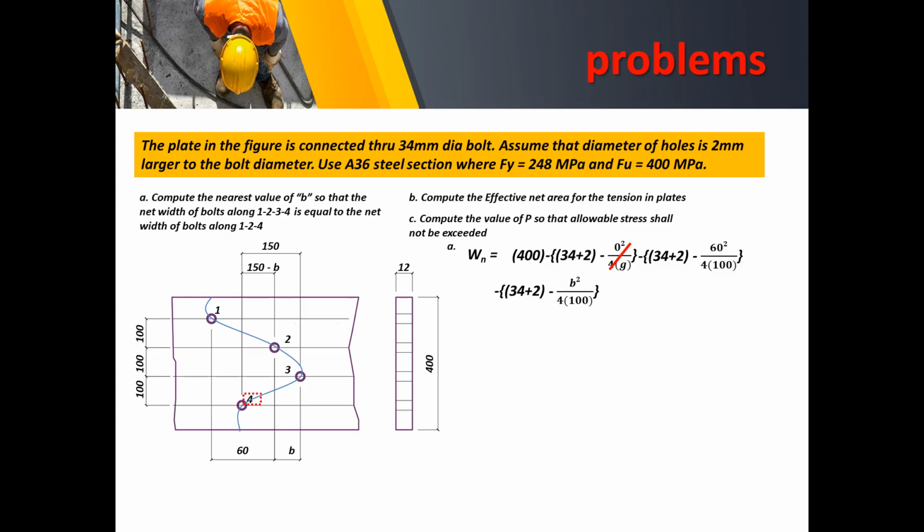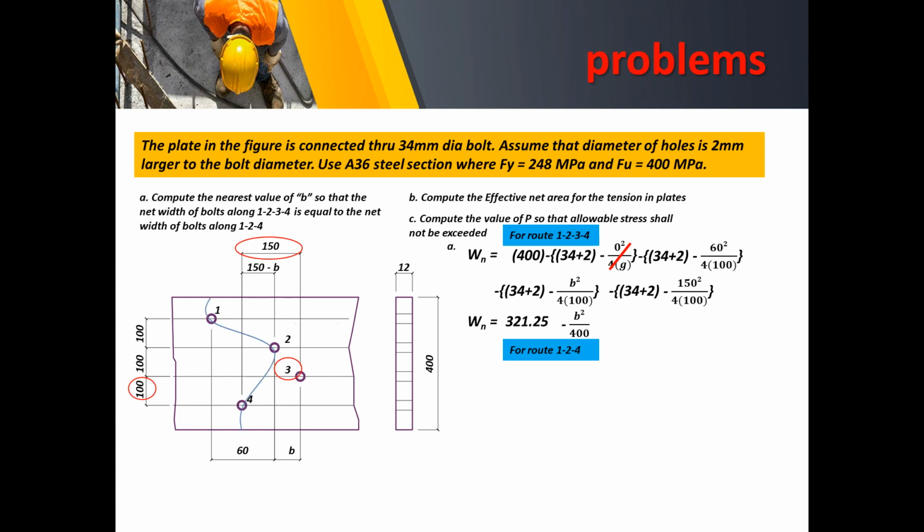So next is the fourth bolt coming from the third bolt. We have a pitch distance of 150 and a gauge distance of 100. So once again, we place that in the calculation of D prime. All of the bolts were included in the equation, so we can now compute the net width, and the net width is equal to 321.25 millimeters minus B squared over 400. So this is the net width for route 1, 2, 3, 4. Okay, so we consider another route, say 1, 2, 4.